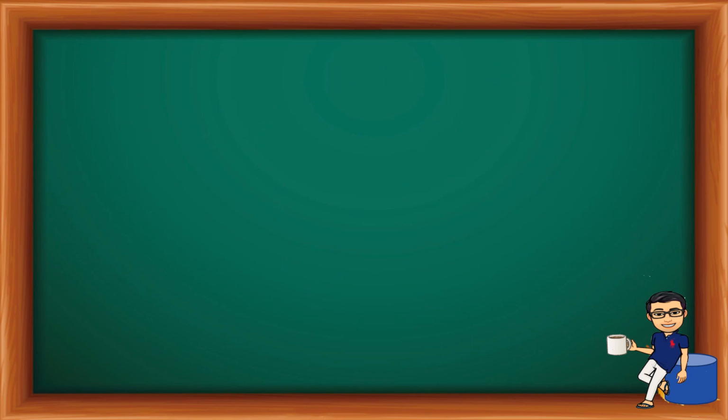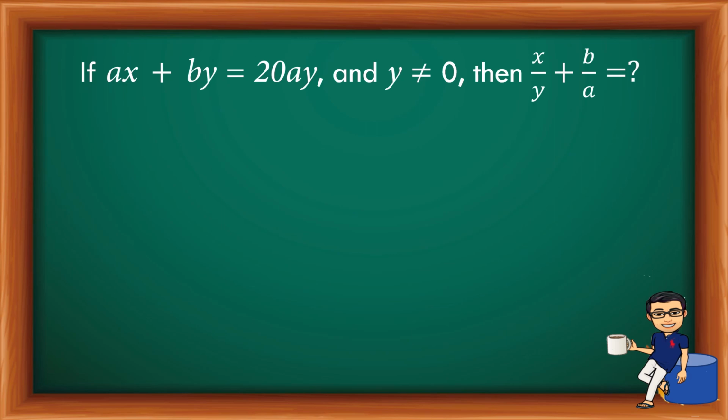Okay, so let's start answering the first algebra challenge. Again, the question is if ax plus by is equal to 20ay and y is not equal to 0, then x over y plus b over a is equal to what? So let us see the solution by solving the equation ax plus by is equal to 20ay.